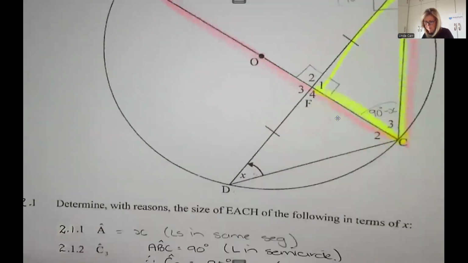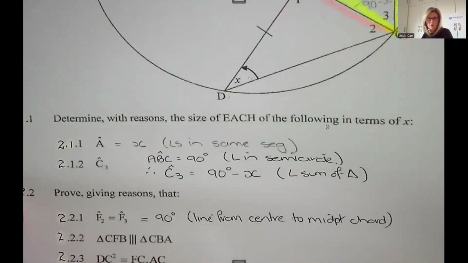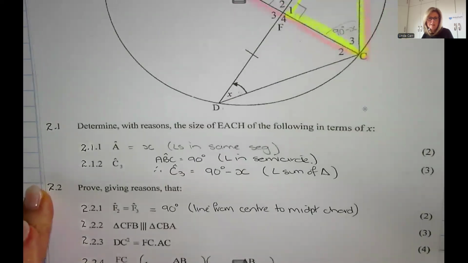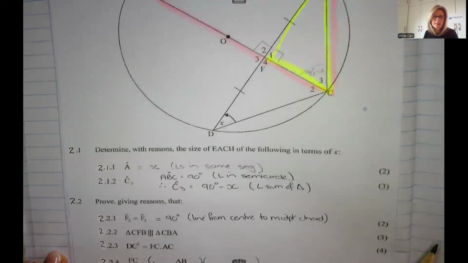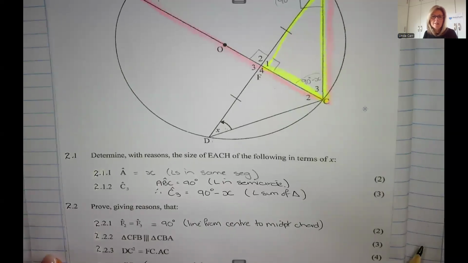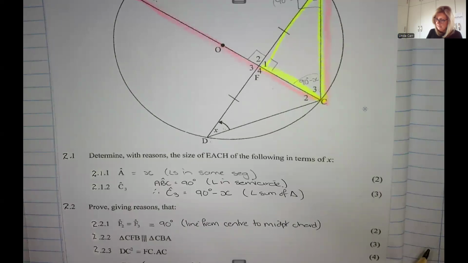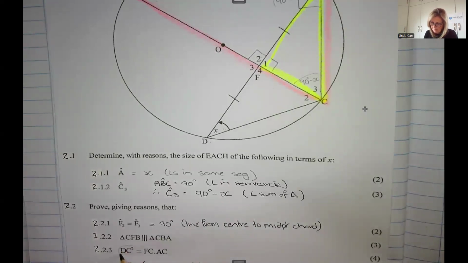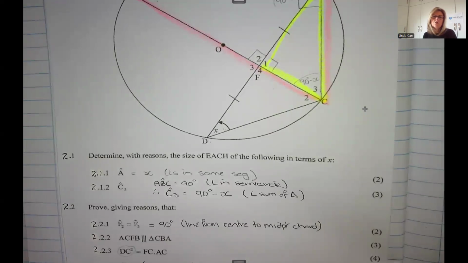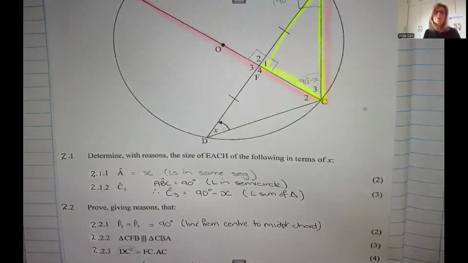Right, next up, they want us to prove that DC squared is equal to FC times AC. DC squared is equal to FC times AC. Okay, so a little bit of a tip over here is that if they give you DC squared, chances are you want to bring DC twice into your proportion. Something to do with your proportions.